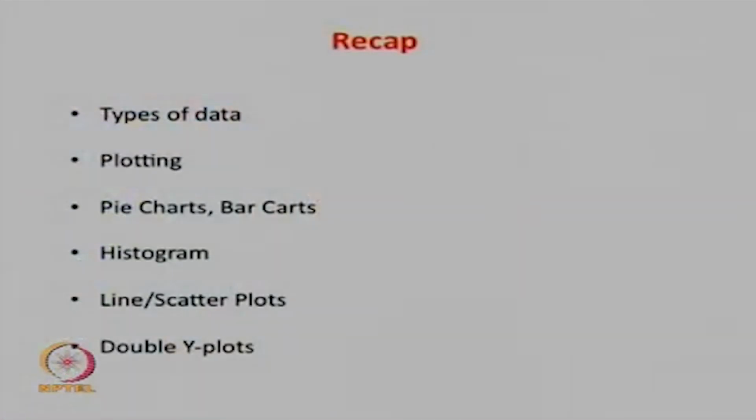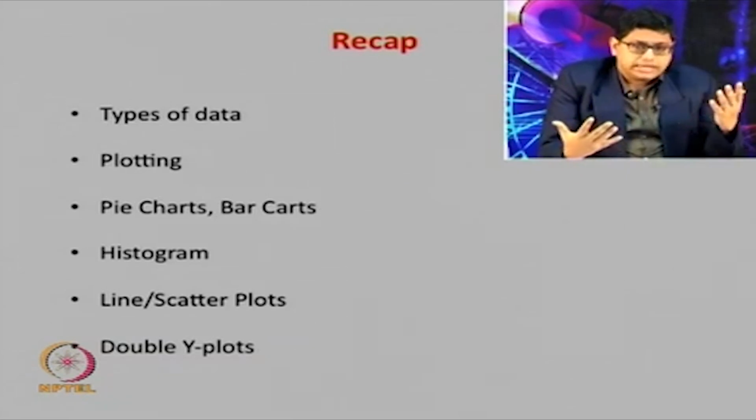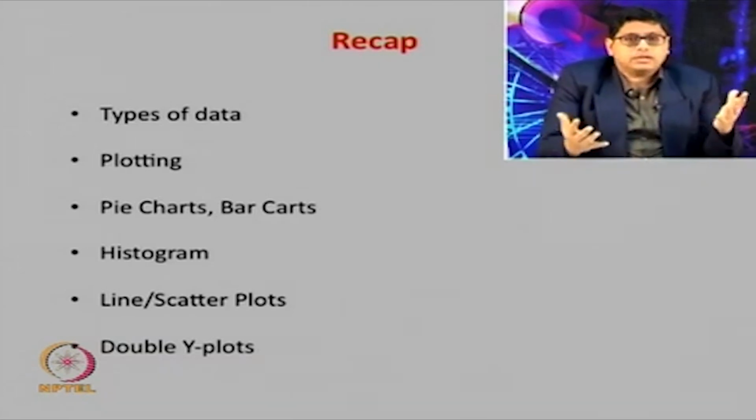Before we get started I would like to do a brief recap of what we had discussed in the last class. I discussed the types of data, which would mean categorical data, which is more qualitative in nature, or quantitative data. Even within quantitative data you might have discrete variables like the number of visits to a clinic, or continuous variables like the time it takes for a student to solve a problem.